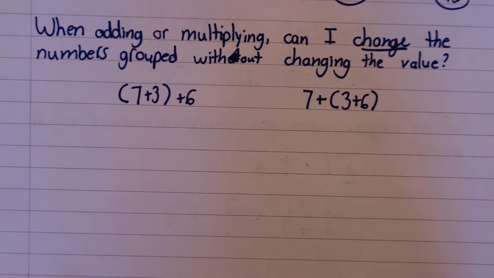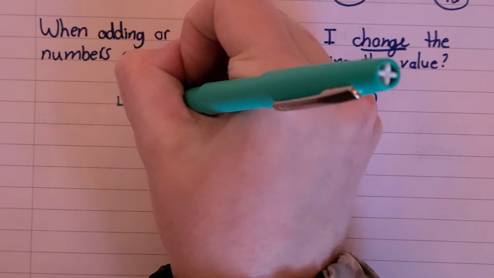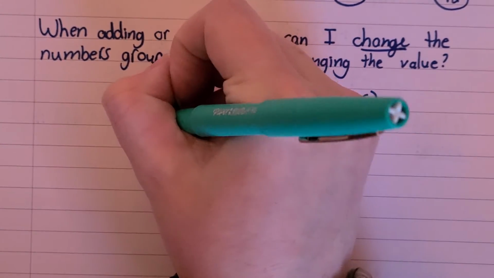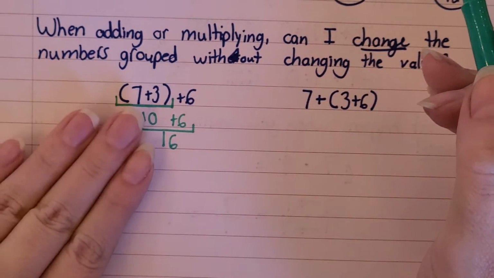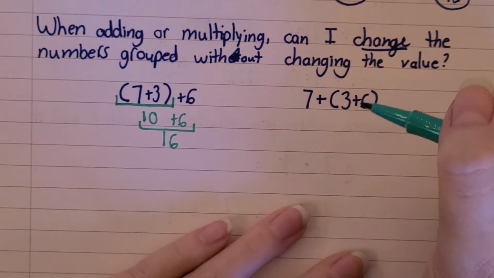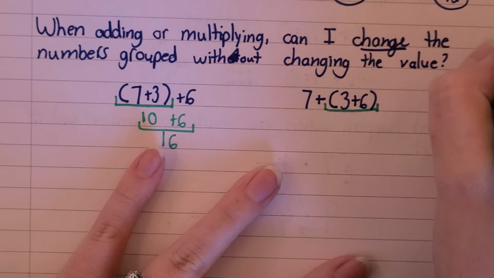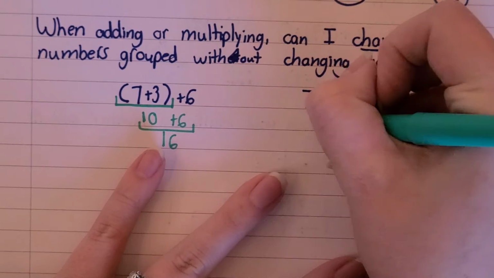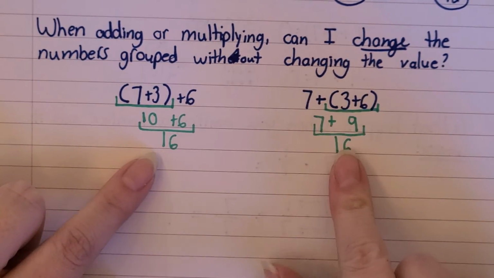Okay, well, let's test it. Using GEMDAS, we know groups are first, so 7 plus 3 is 10. 10 plus 6 is 16. So our original problem solves to 16. Solve the second one and see if you get the same thing. You should have done this group this time using GEMDAS. 3 plus 6 is 9. 7 plus 9 is 16. We got the same answer.